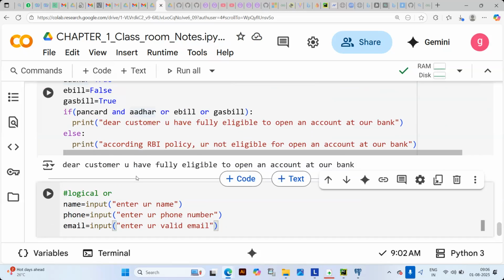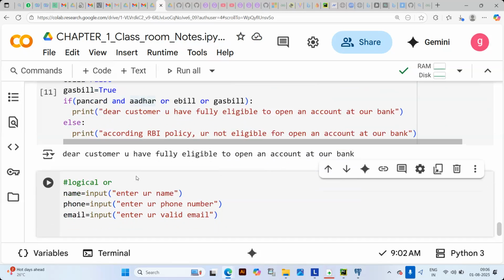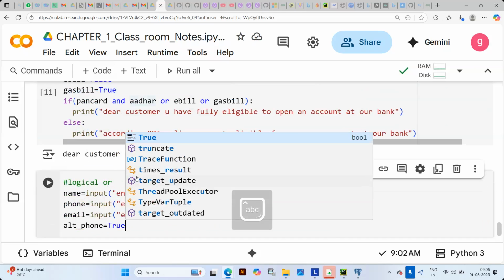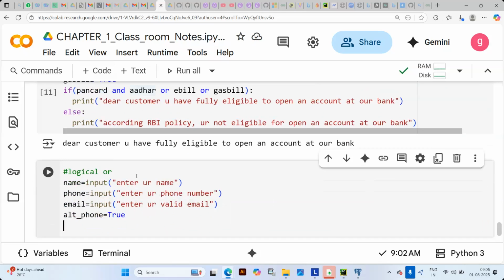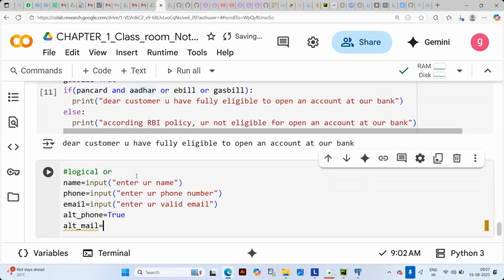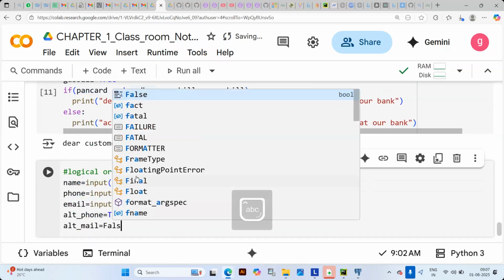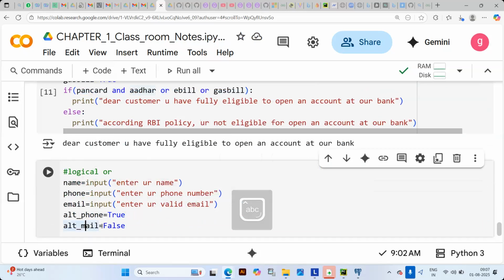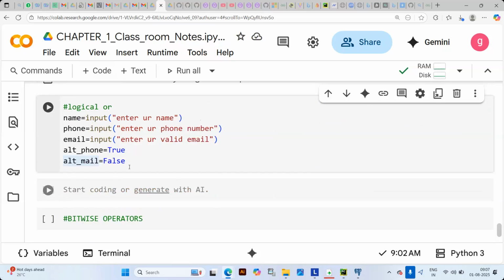And now here I'm expecting that the alternate phone number might be there, might not be there. Let's suppose it will be true. And the alternate mail ID may be true, may be false. Yes or no? So let us take a condition now.